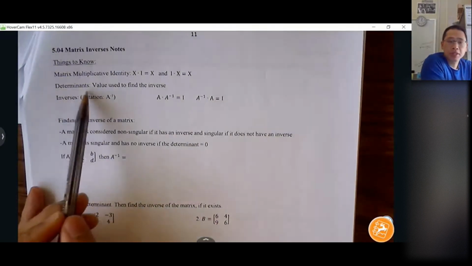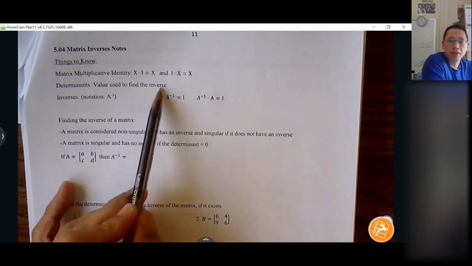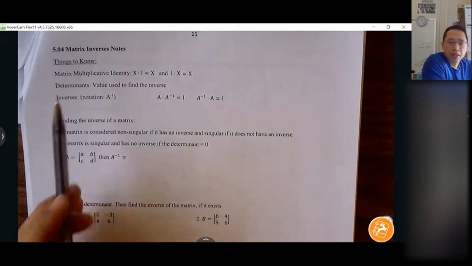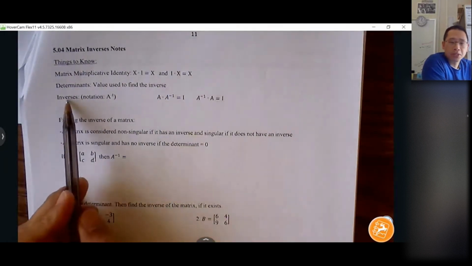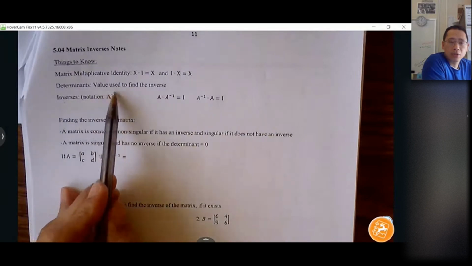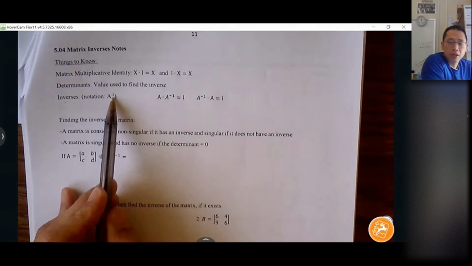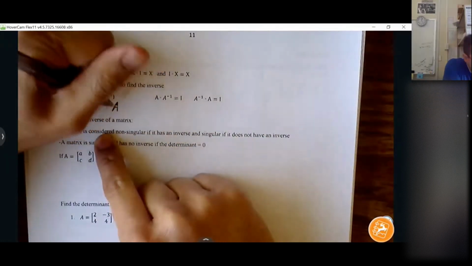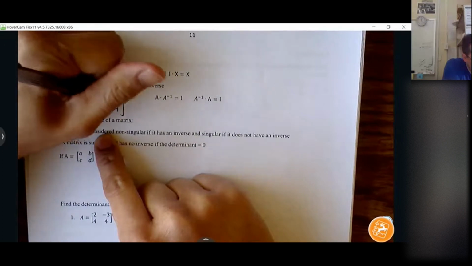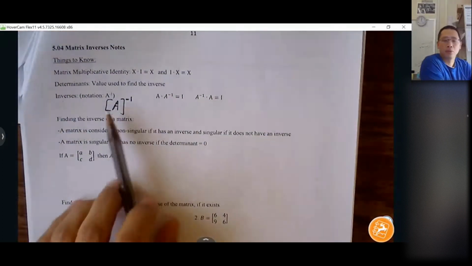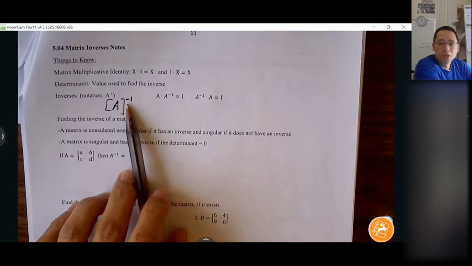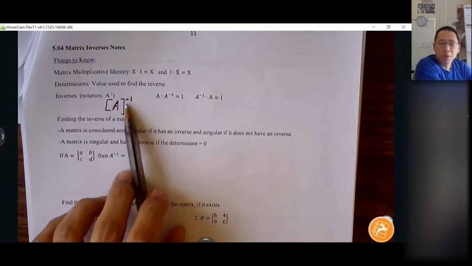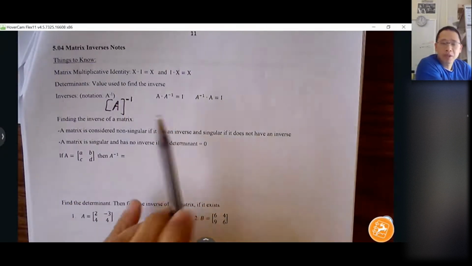And we just learned about determinants. The determinant is the value used to find the inverse. Now, the inverse of a matrix is identified using what looks like a negative exponent. Either this, or you can write it like this. We're really not going to use this negative exponent. It's just for notation purposes.